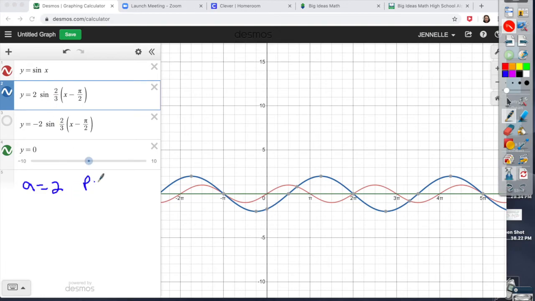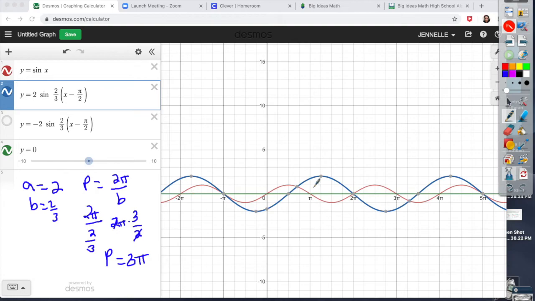And then the period is going to be 2 pi over B. And in this situation, B is going to be 2/3. So let's do some math here. 2 pi over 2/3. Remember, you flip it. 2 pi times 3 over 2, right? Those cancel out. So my period is going to be 3 pi. Okay, and what does that mean again?